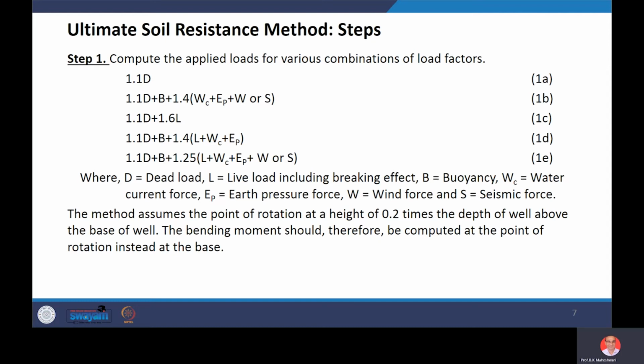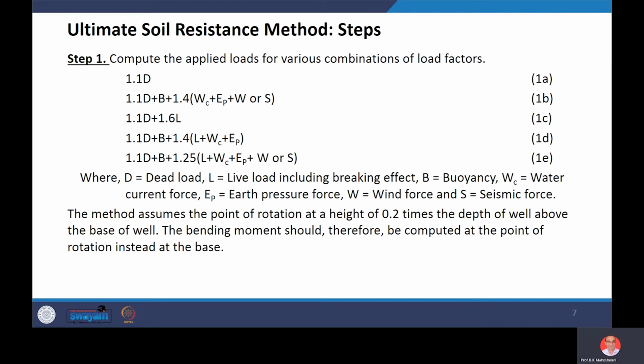L is live load including braking effect. B is buoyancy. WC is water current force. EP is earth pressure force. W is wind force, and S is seismic force. Here, as usual, you know that out of wind force or seismic force, only one of them is considered. We don't consider wind force and seismic force together. So out of these 5 combinations with different load factors for different types of load, whichever gives the worst combination needs to be considered in the analysis.